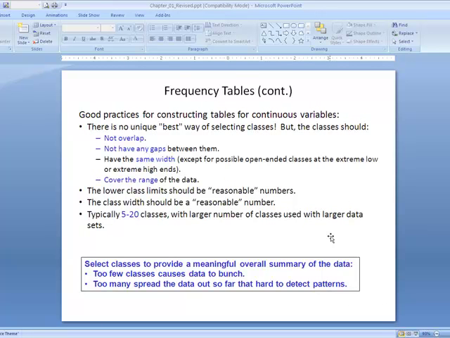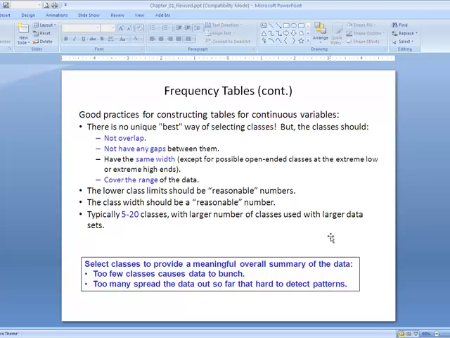What we need, as good practices for constructing these tables, histograms and tables, is that there should be no overlap. In other words, a data point goes into one and only one class. It can't go into 2. There shouldn't be any gaps. If there were gaps, then maybe our data point won't find a place to go, so we don't want to have gaps. And we want to cover the range of the data. All of those mean that every data point in our sample has a place to go. Another good practice is to make sure that the class widths are all the same, except for those open-ended classes, the extremely low or extremely high ends of our data.